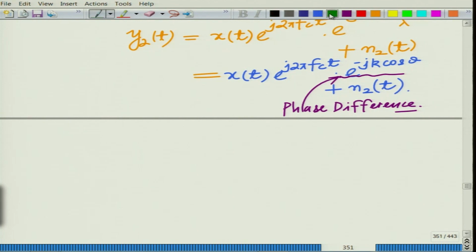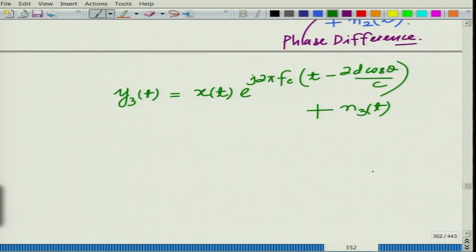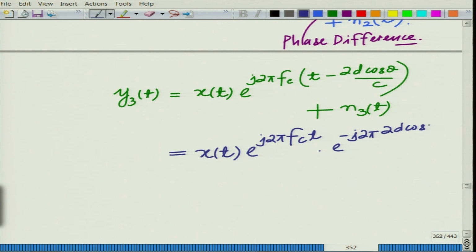So, there is a phase difference. Now, similarly, you have y3(t), which is equal to x(t) e^{j2πf_c(t - 2d cosθ / c)} + n3(t), where the delay is going to be 2d cosθ divided by c. This is equal to x(t) e^{j2πf_c t} times e^{-j2π 2d cosθ / λ} + n3(t).